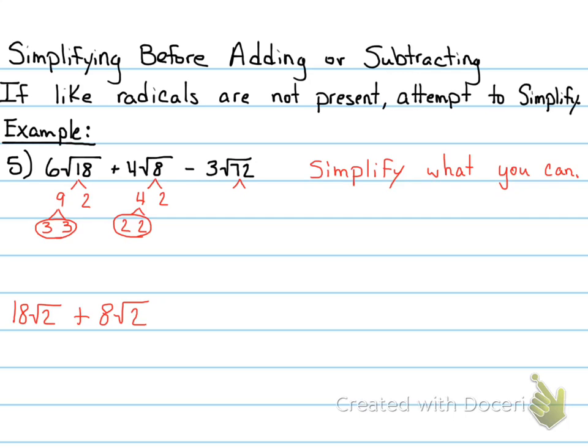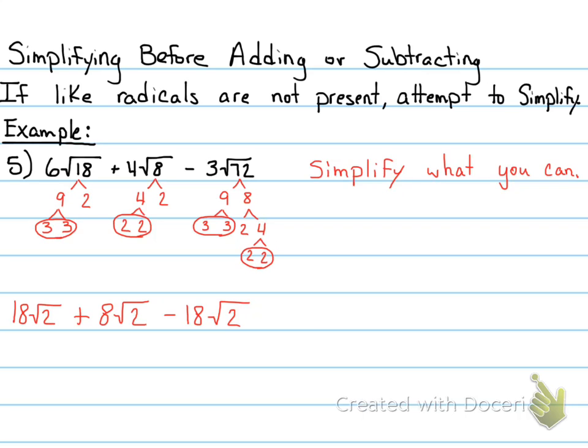The 72, I'm going to break it down into a 9 and 8. 9 breaks down into a 3 and 3. The 8 breaks down into the 2 and 4. 4 breaks down into a 2 and 2. So I have two different pairs here. So I'm going to multiply them together. So 3 times 2 is a 6. That 6 gets multiplied by that negative 3. So that's a negative 18. And then we have square roots of 2.